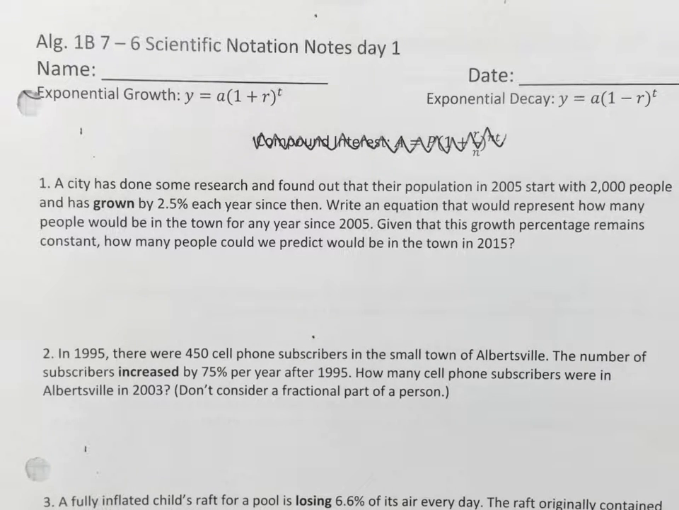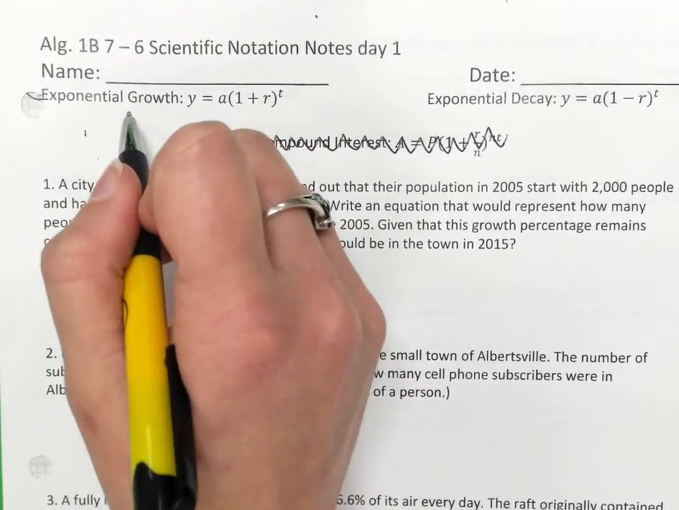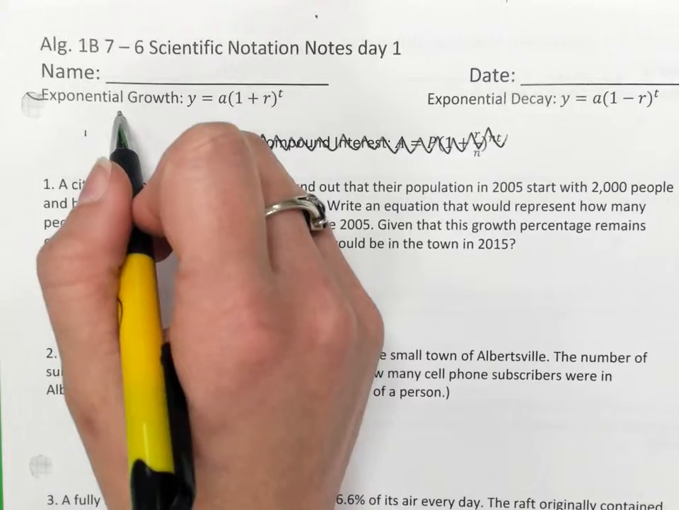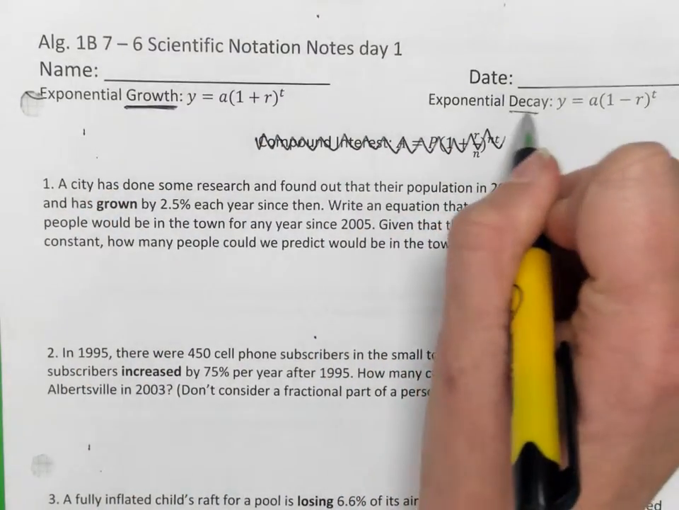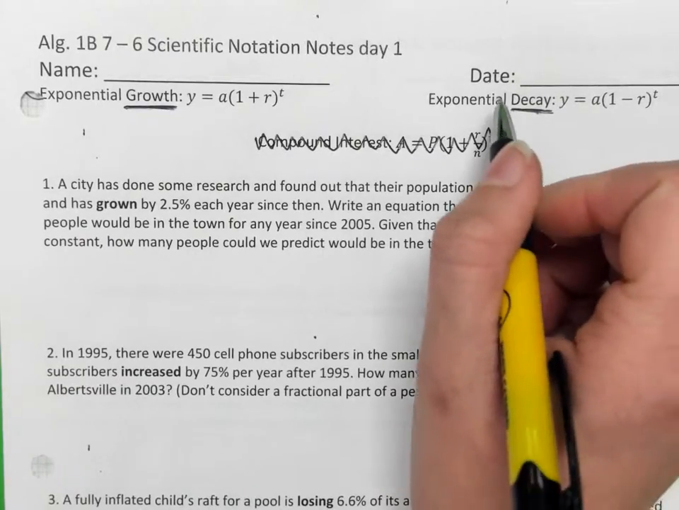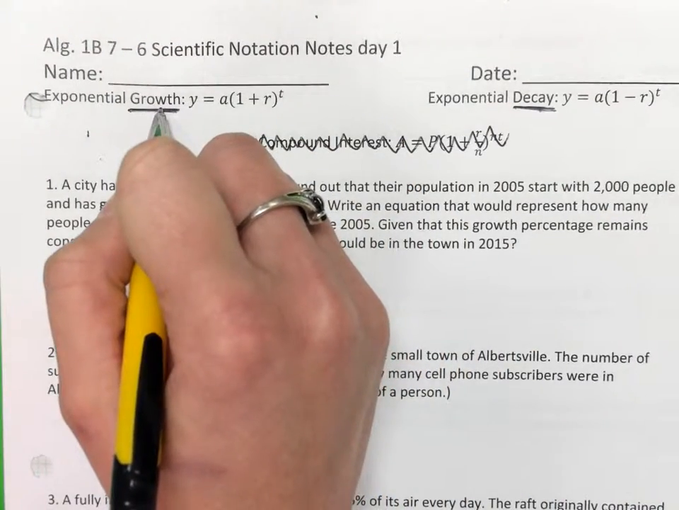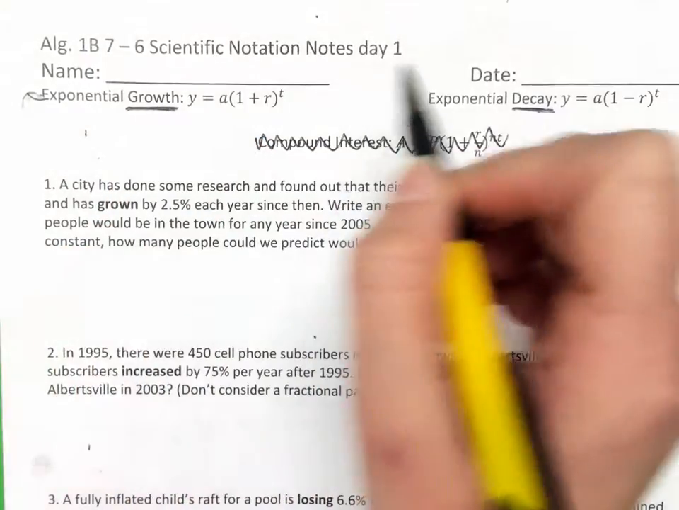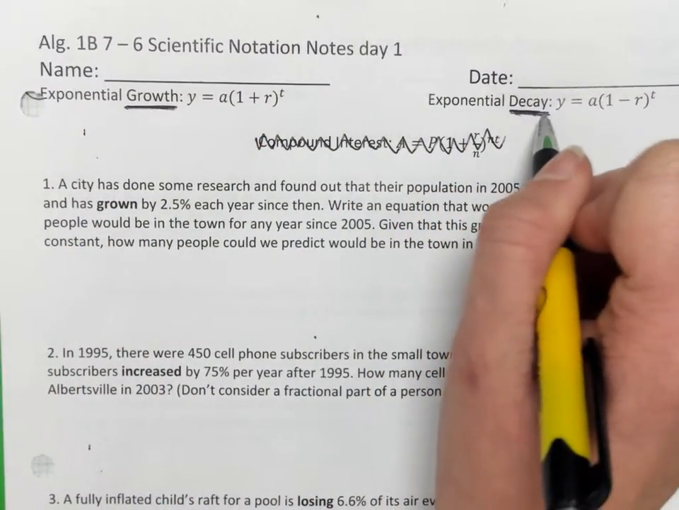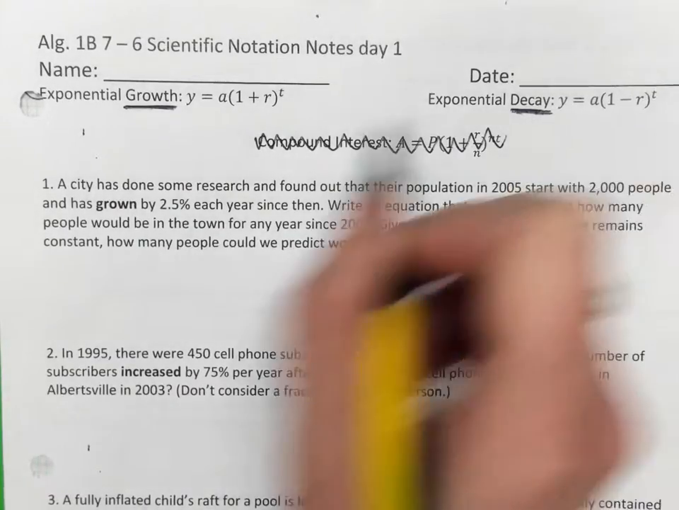All right. Here we go. You ready? All right. So we have growth and we have decay, right? What does growth mean? Does that mean it gets bigger or it gets smaller? It gets bigger, right? Your money in your bank account is going to get bigger. What about decay? It's going to go down, right?